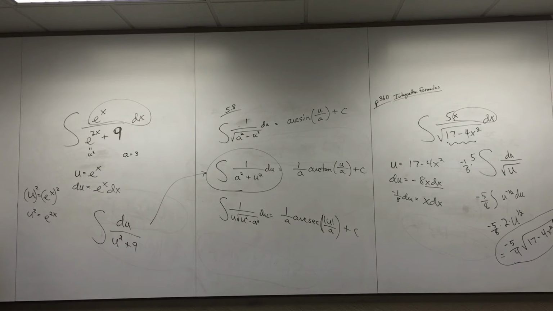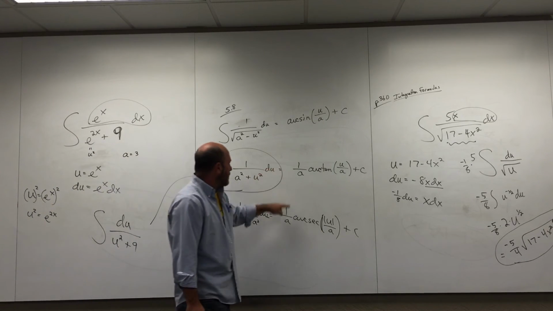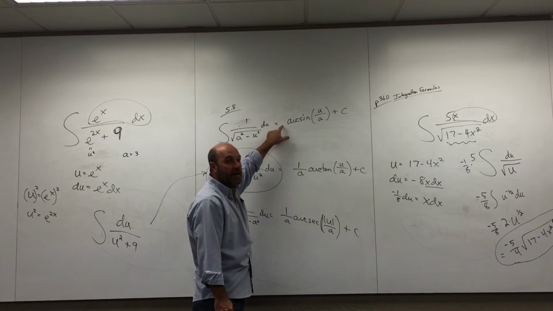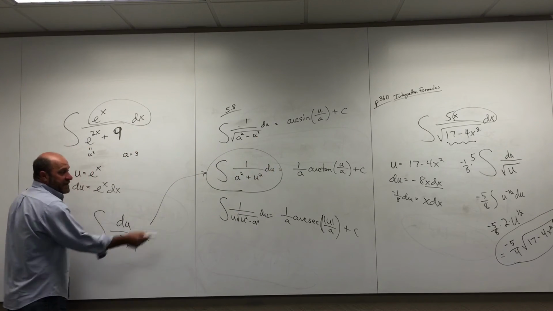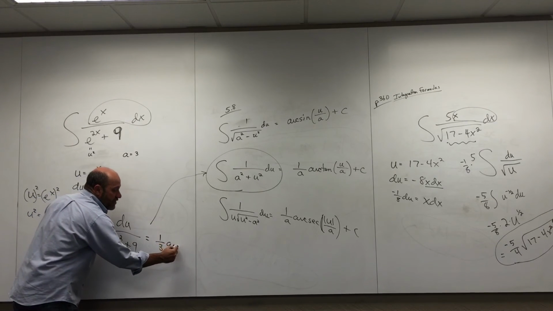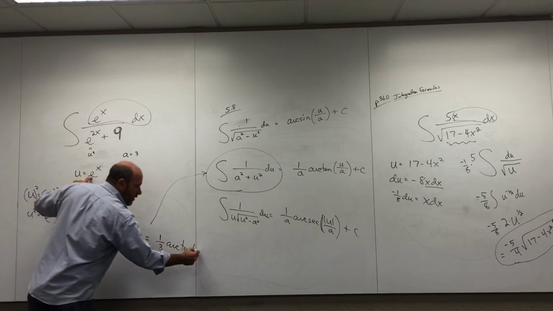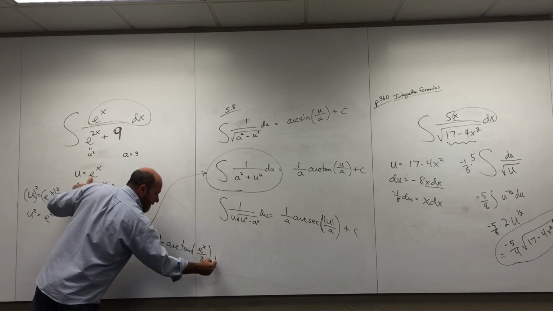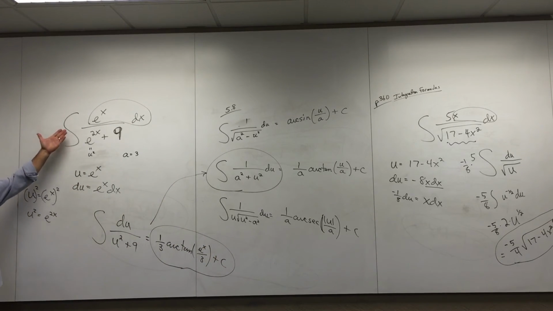So I'm done. It's an arctangent. Does arctangent have a 1 over a in front of it? Yes. The arcsine doesn't have a 1 over a. So arctangent has a 1 over a. That would be a 1/3. Arctangent of u over a. What's my u? e to the x. e to the x over 3. That's wild. That's the answer.